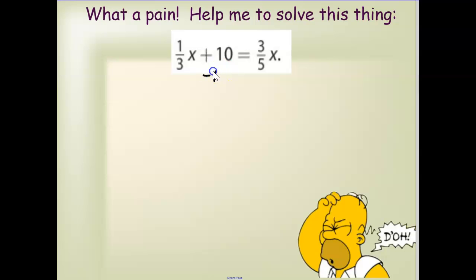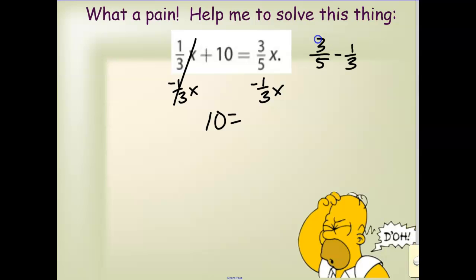So I'd start by moving my smallest pile of x's. So my smallest pile of x's would be 1/3 x, because it's less than half, so I know it's smaller than 3/5 x, which is more than half. And then I'm left with 10 equals whatever this is. So I need to go 3/5 minus 1/3, and they're different denominators, so I need a common denominator. So I would multiply by 3 on that one, I'd multiply by 5 on that one, and I'd end up with 4/15.